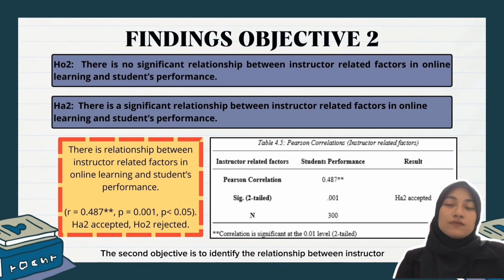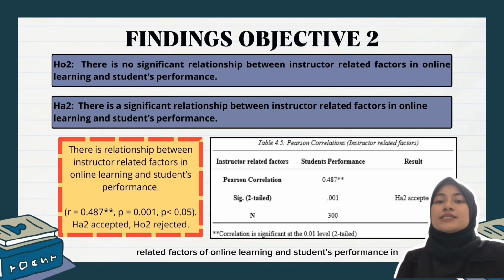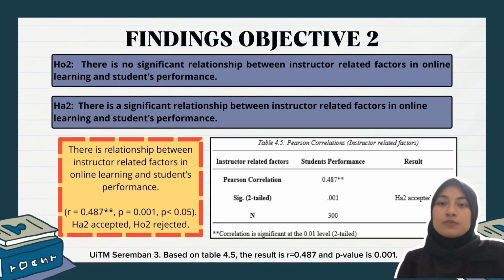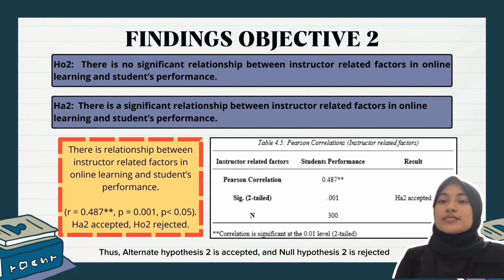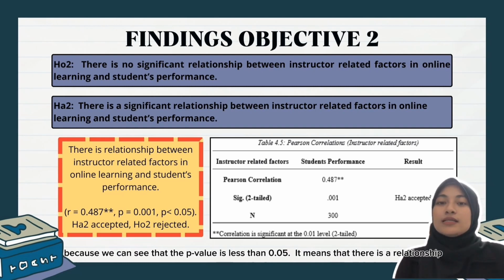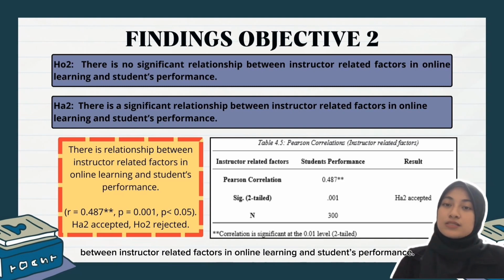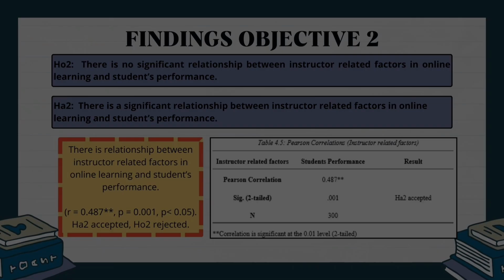The second objective is to identify the relationship between instructor-related factors of online learning and students' performance in UiTM Seremban 3. Based on Table 4.5, the result is R equal to 0.487 and p-value is 0.001. Thus, alternate hypothesis 2 is accepted and null hypothesis 2 is rejected because the p-value is less than 0.05. It means that there is a relationship between instructor-related factors in online learning and students' performance.